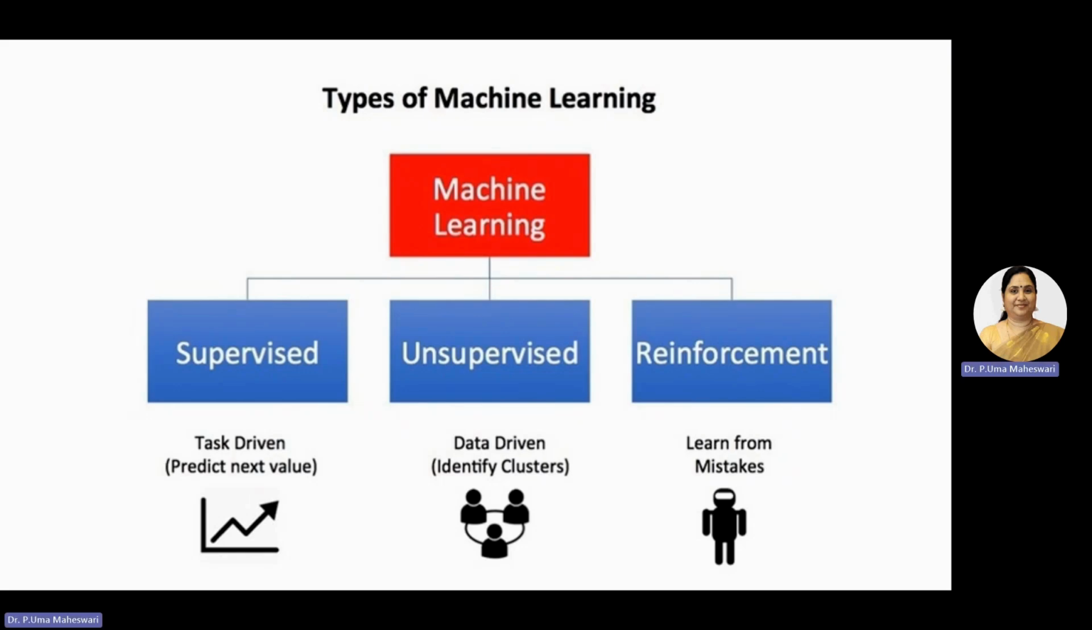Let's know what the different types of machine learning are. Machine learning is broadly classified into supervised, unsupervised, and reinforcement learning. Supervised machine learning is the task-driven one, which predicts the next value. Unsupervised machine learning is a data-driven one, which identifies the clusters in the data. And reinforcement learning is a completely new strategy where it learns from mistakes.